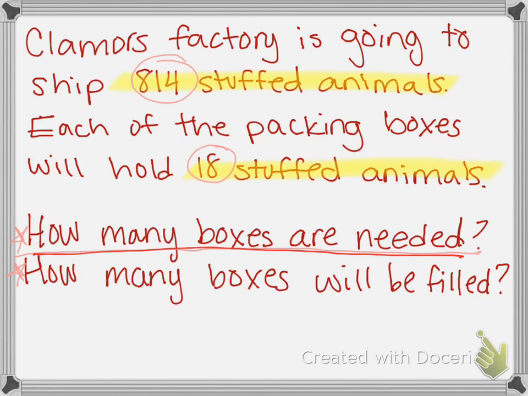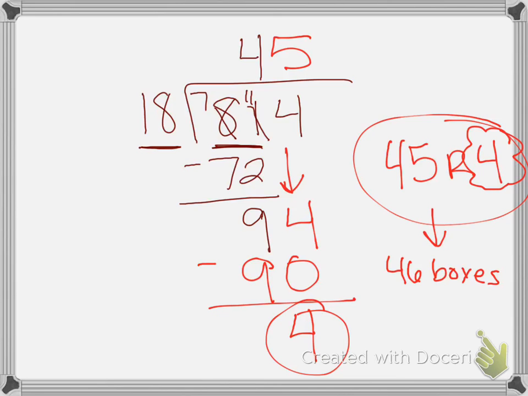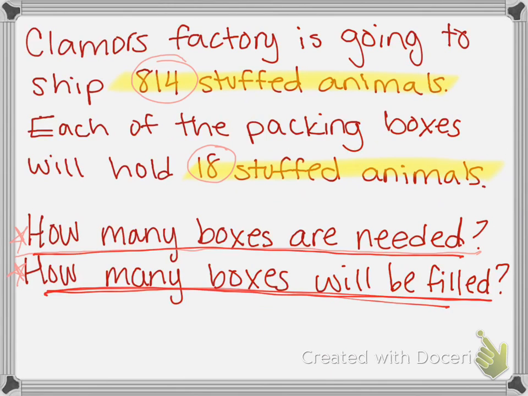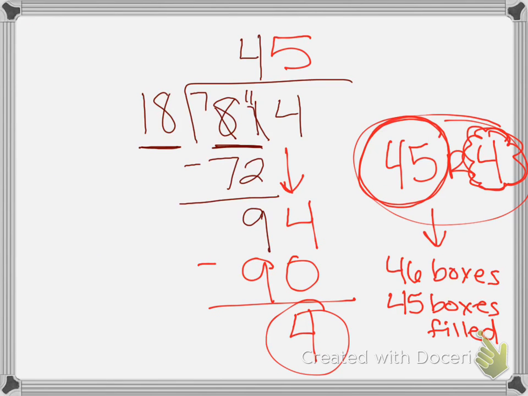The second part of my question asks, how many boxes will be filled? Well, we know that 45 is our whole number. 45 boxes will be filled. So 45 boxes are filled completely up, and these 4 will just go in that extra box. So when you're answering a 2-part question, or a question that has 2 questions, you need to make sure you're giving me both of those answers.